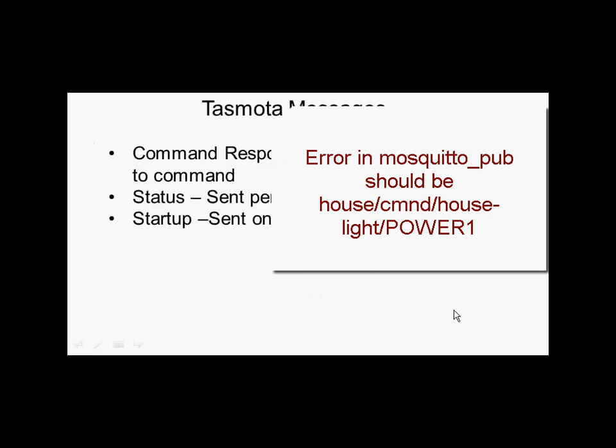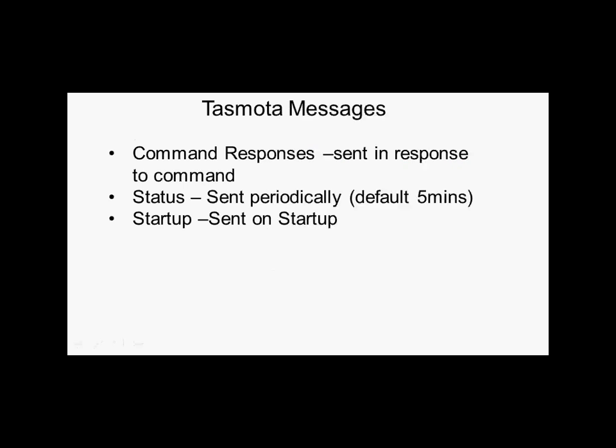Now there are three types of Tasmota messages. There's a command response message, turn on, turn off. The status messages, which are sent periodically, they're sent using the tele message type. And the startup messages, which are only sent on startup. Now a device detector needs to be able to detect all of these message types.